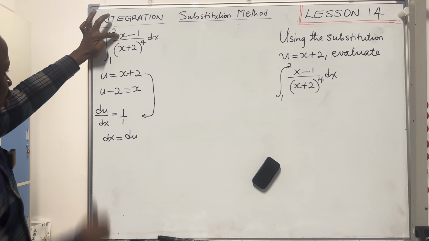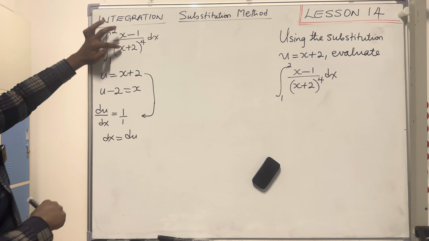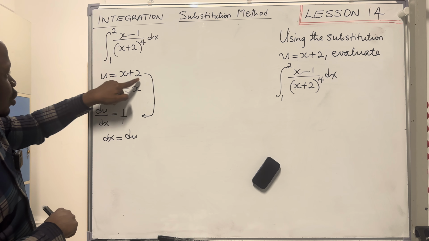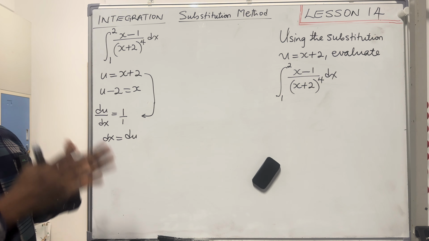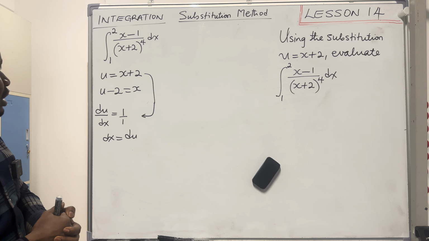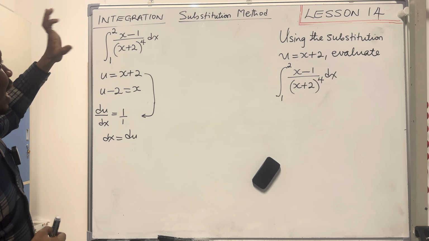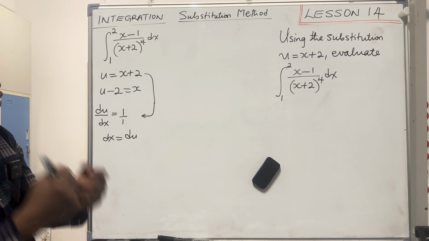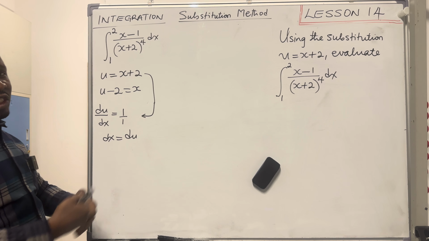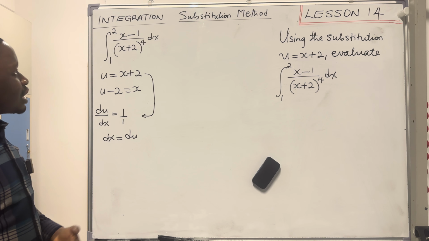If we see x, what do we write? u minus 2. If you see x plus 2, we write u. We are done with those cases. What is left? How do we change the limit? Because the limits you see here are here because of x. So you are trying to replace x with u, you need also to change what? The limit.